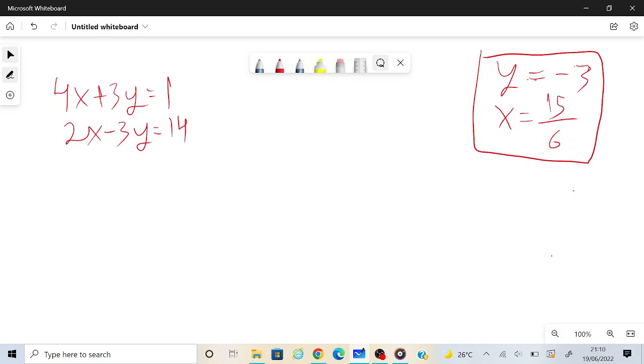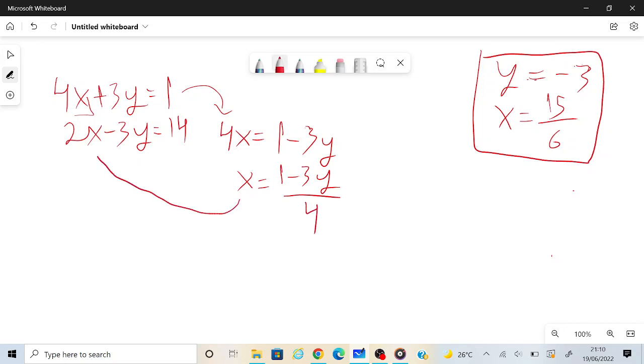So basically in substitution, you're trying to take one of the equations and make one of the variables the subject of the formula. So for example, let's make x the subject. This would be 4x is equal to 1 minus 3y. Then x is 1 minus 3y over 4. Now this x value, we need to put it over here and solve for y, because we'll essentially be putting this value in and there will be no x value.